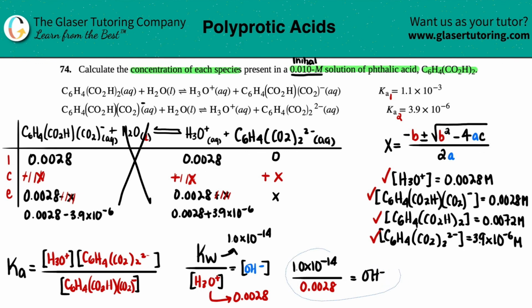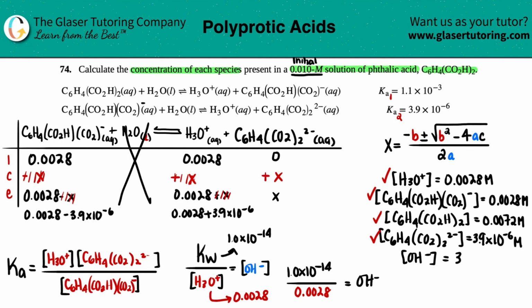Maybe I will put this over here, and then I'll link this one at the bottom. OH minus, 2 sig figs, if anyone cares. 1 times 10 to the negative 14th divided by 0.0028. I get 3.6. That looks good if we have 2 sig figs. 3.6 times 10 to the negative 12th molarity. Check that one off. Box all of these concentrations off, and we are done.